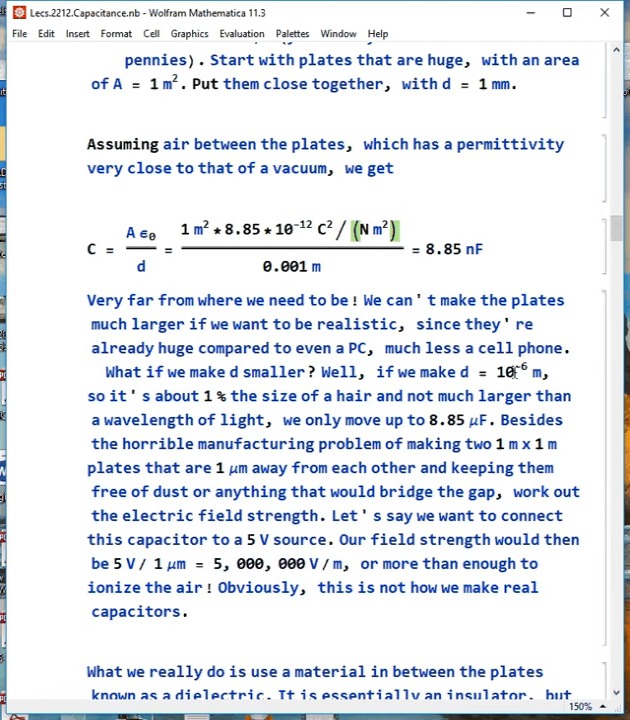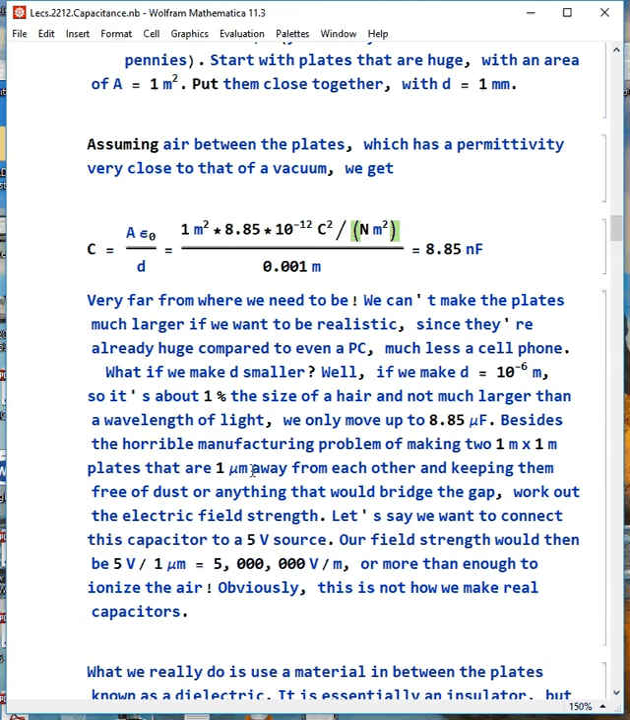If we wanted to make d equal to 10 to the negative 6 meters, which is about 1% the thickness of a hair, by the way, and not much larger than the wavelength of light, that only gets us up by a factor of 1,000 to 8.85 microfarads. Now, besides the fact that we can't manufacture two 1 by 1 meter plates that are a micrometer away from each other and keep them free from dust or anything else that would bridge the gap and connect them, we can work out the electric field strength.